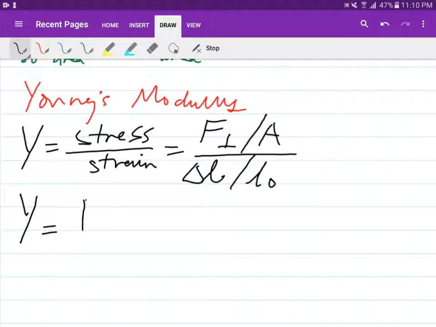So you can also write this as F perpendicular over A times L naught over delta L.